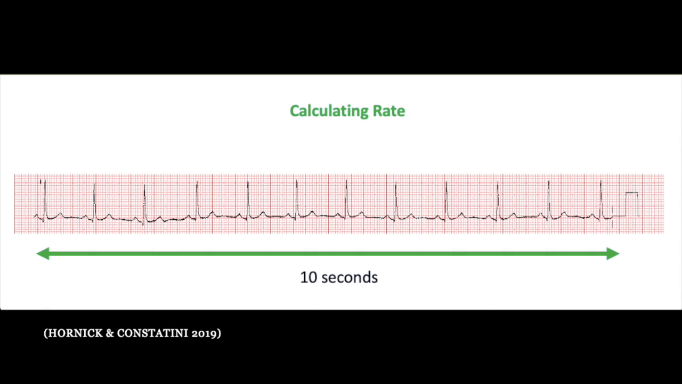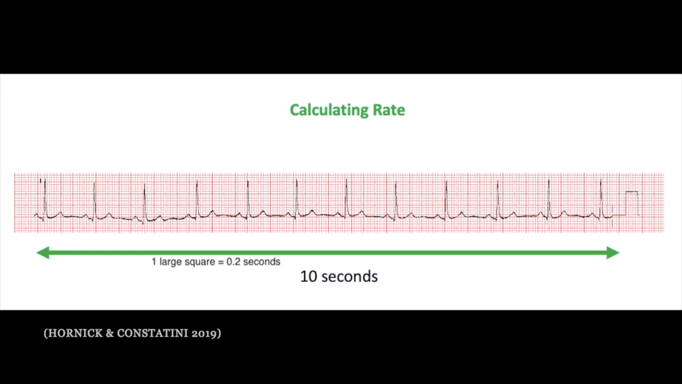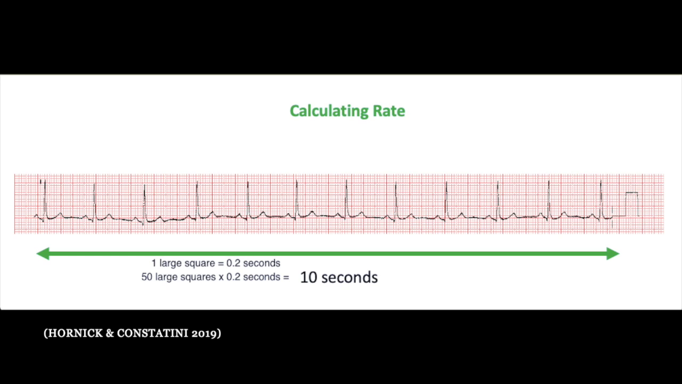There are several methods that can be used to calculate the rate. The method used may change depending on the clinical circumstance, but it is more important to have a good understanding of whichever method you do use. Using our knowledge of time as representing the x-axis, we can calculate the rate. The length of the ECG trace is 10 seconds. We know this because 1 large square equals 0.2 seconds, and within the trace there are 50 large squares. 50 times 0.2 seconds equals 10 seconds.